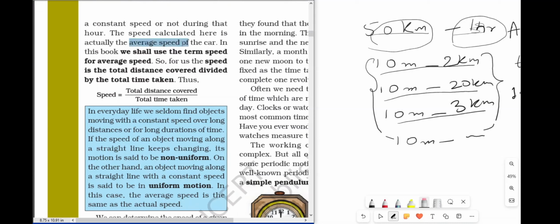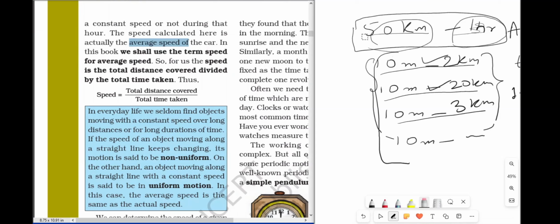ये एक average है हर एक टाइम इंटरवल का. तो अगर आप इन सब टाइम इंटरवल्स का एवरेज लोगे, उसमें कुछ कहीं पे वो बहुत तेज जा रही है और कहीं पे वो बहुत हल्की जा रही है, तो उसका एवरेज निकल के कितना आना चाहिए कि 1 घंटे में वो 50 किलोमीटर चल पाई. In this book we shall use the term speed for average speed. So for us the speed is the total distance covered divided by the total time taken.